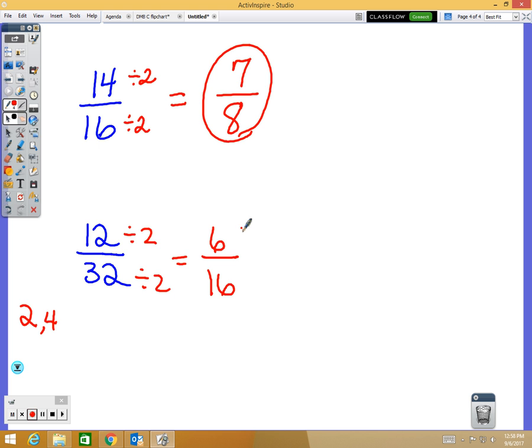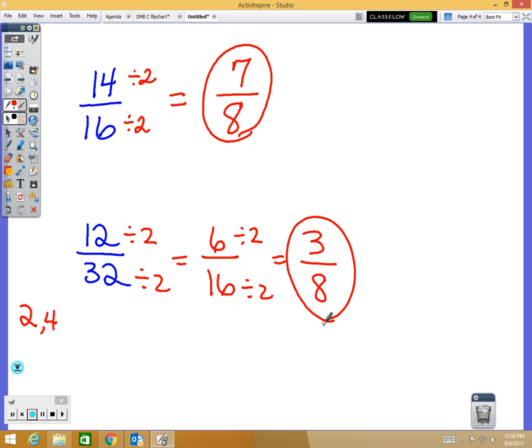And then I can do it again. And there it is. Now I could have instantly done that. 12 divided by 4 is 3. 32 divided by 4 is 8. But again, some people struggle with multiplication facts, which then causes issues with these fractions.